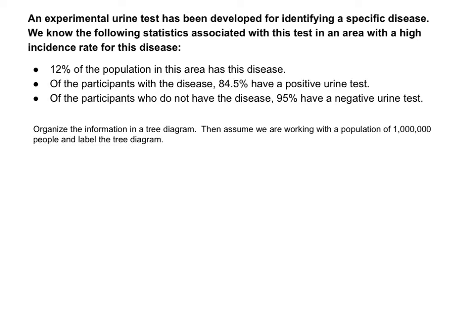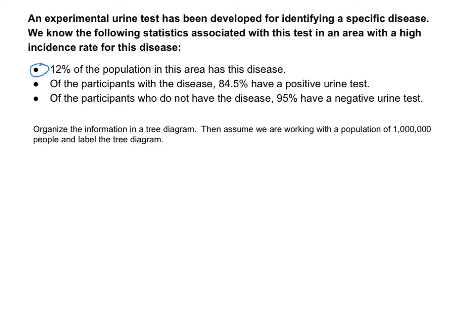We want to be able to take problems like this and create tree diagrams. So we're told an experimental urine test has been developed and it's helpful for identifying a specific disease. We're working with a population that has a high incidence rate for this disease. Specifically, we're told that 12% of this population actually has this disease.